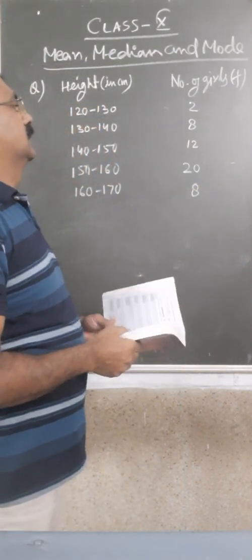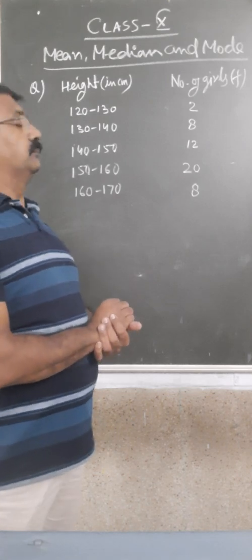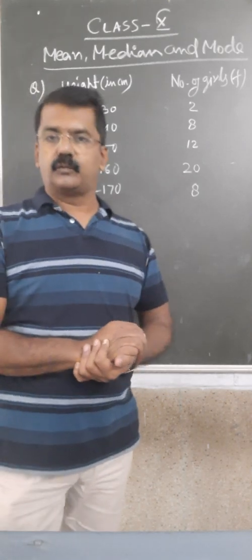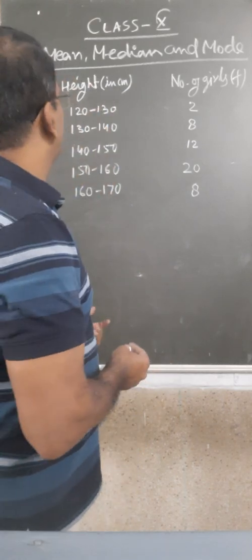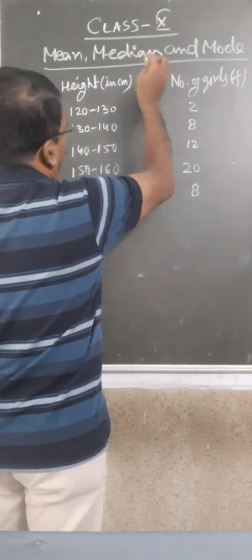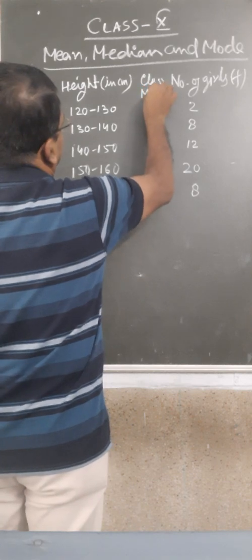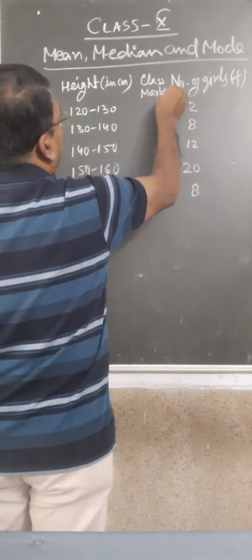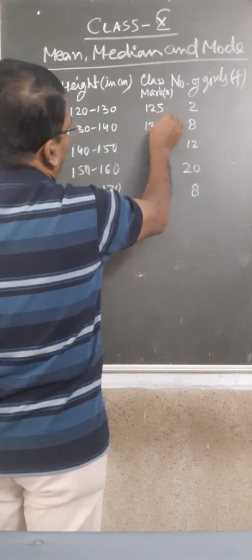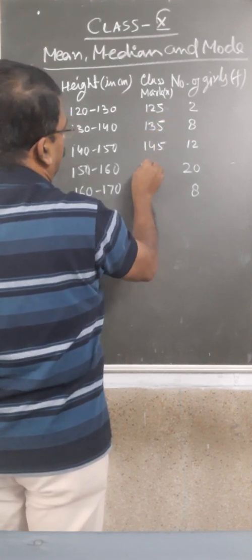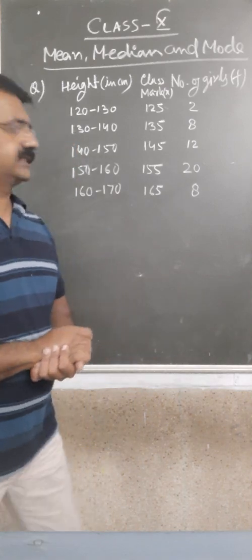Okay, now we have to find the mean, median and mode. These three things we have to find from this distribution. So first of all, you find out the mid value, that is the x, or you can say the class mark. Okay, so 120 plus 130 upon 2, that is 125, then 135, then 145, then 155 and 165. So that is the class mark.